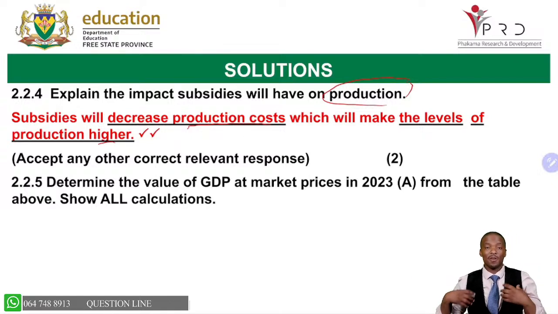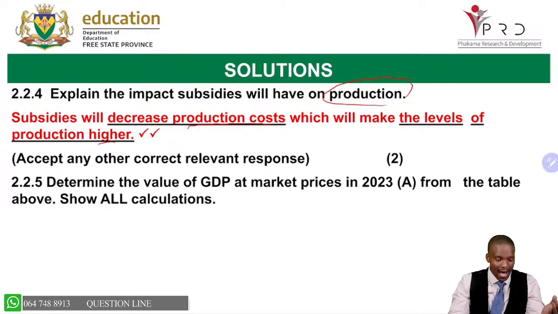Subsidies on products talk to you and I, in that they make the prices of goods and services cheaper, so that you and I can be able to do what? To afford them. But subsidies on production decrease the cost of production and encourage production to increase. Hence, we are saying here that the levels of production will be higher.